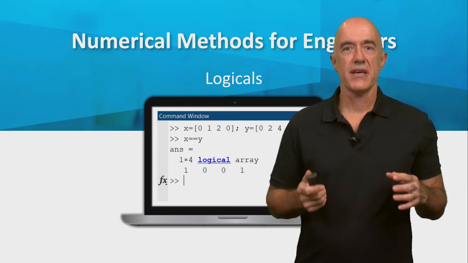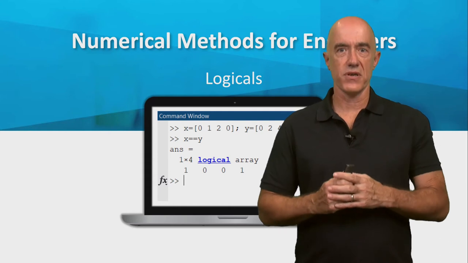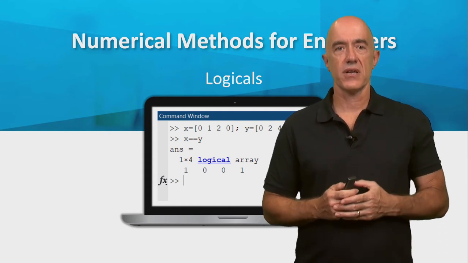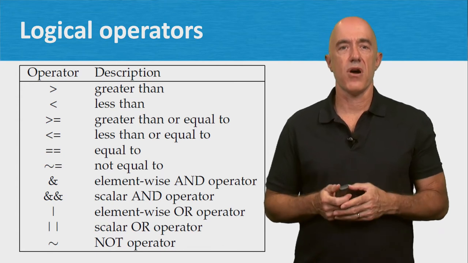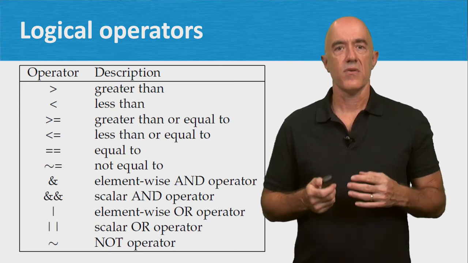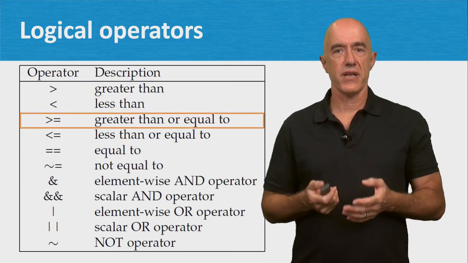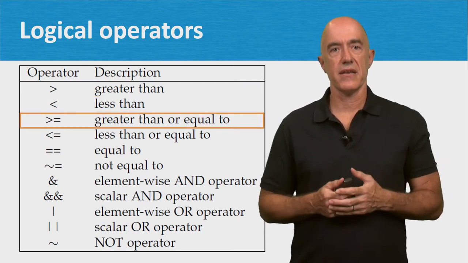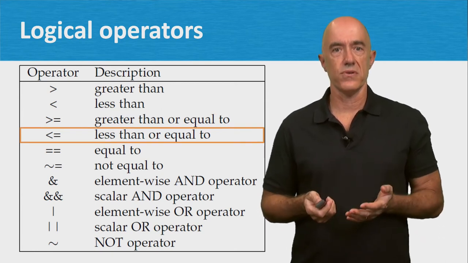Logical variables take the values of 1 for true and 0 for false. Let's have a quick look at the logical operators. Most of them are what you would expect. We have greater than and less than. Greater than or equal to is a greater than sign followed by an equal sign. Less than or equal to.